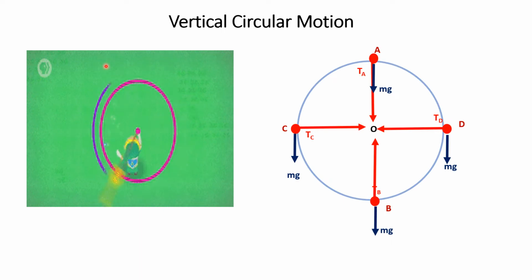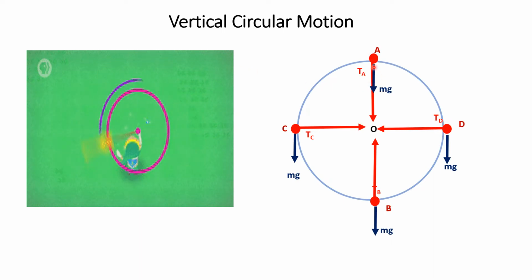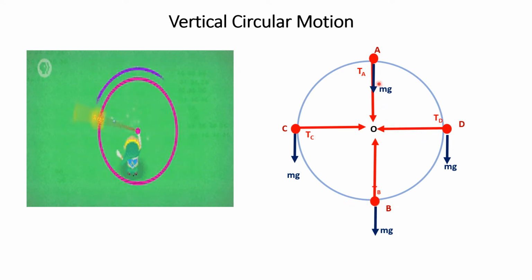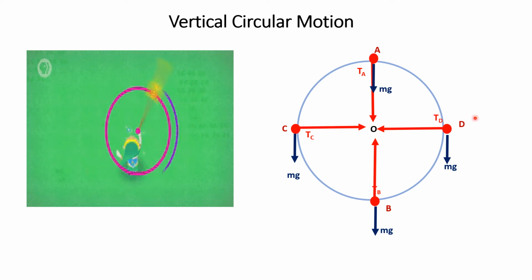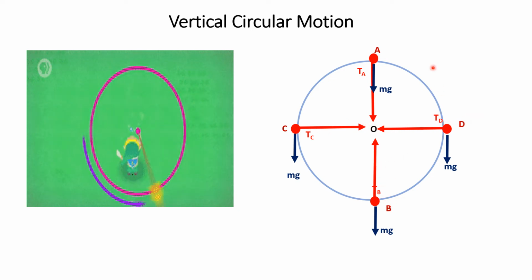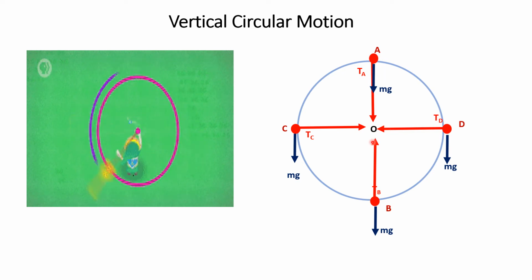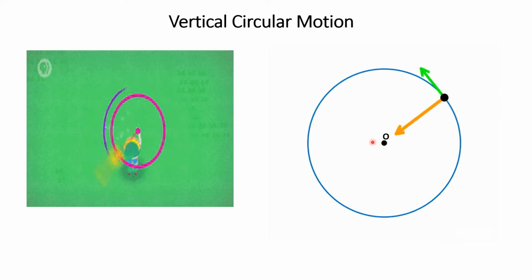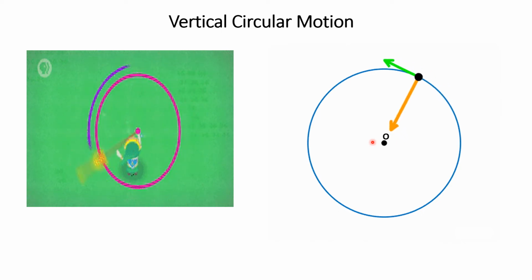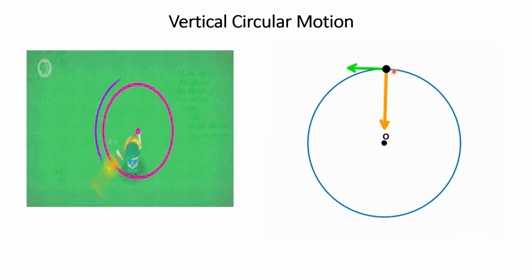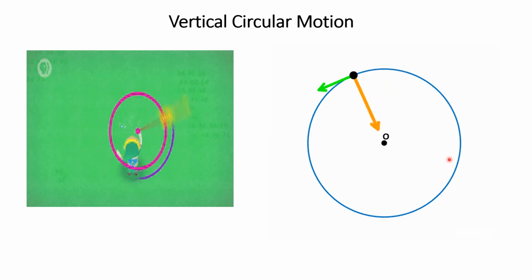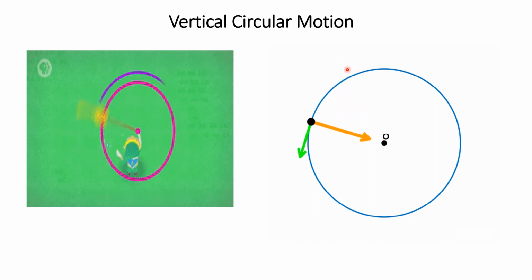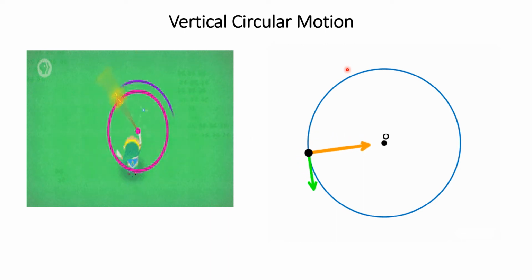In this motion, the weight of the bob is always acting in the downward direction, and the force due to the tension along the string acts towards the center of this circular path and balances the centripetal force. So you will get such kind of motion in a vertical circular motion. Here the bob is moving along the vertical circle. The speed may remain constant or it may be non-uniform.